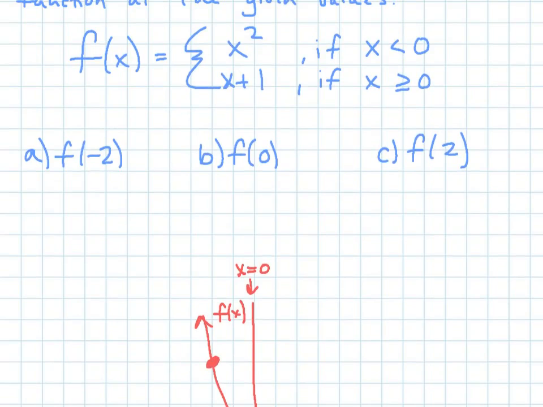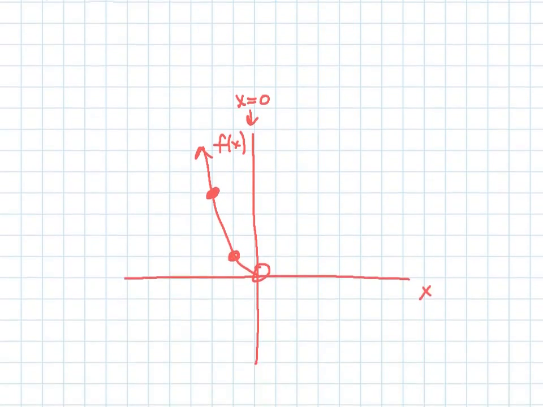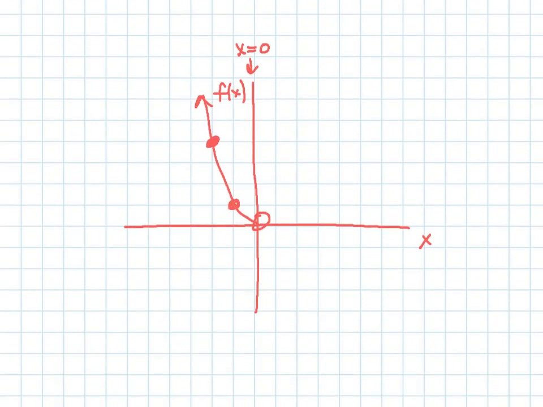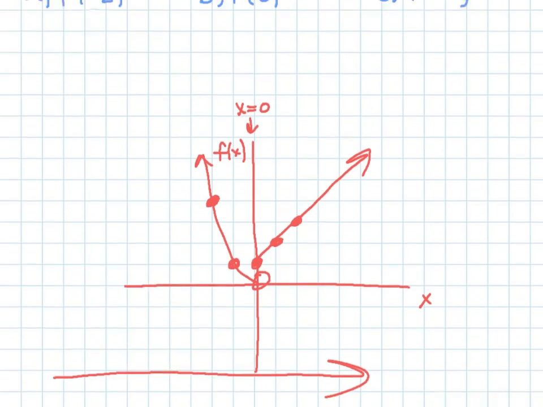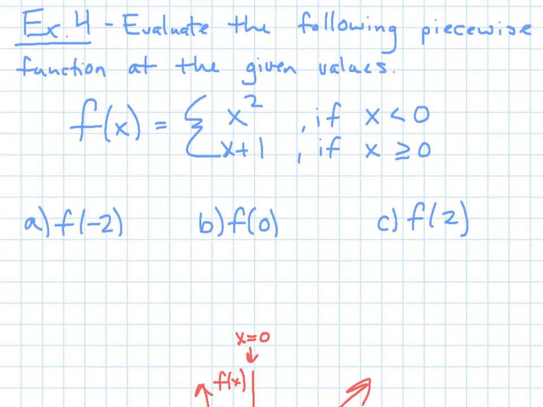And where x is greater than or equal to 0, your function is x plus 1. So here, you would get that function. Notice that as we're going from left to right, you have the graph of the parabola, and then once it hits the 0 mark for the x's, a new function takes over. So that's what a piecewise function looks like.